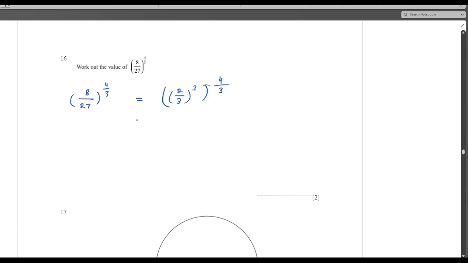As we know that the powers are multiplied, I can write this as 2 divided by 3 power 3 times 4 divided by 3. Now this 3 and this 3 will cancel, and here I have 2 divided by 3 the whole power 4. Now 2 power 4 is 2 times 2 is 4, 4 times 4 is 16, and 3 power 4 is 9 times 9, 81. 16 divided by 81 is your result.